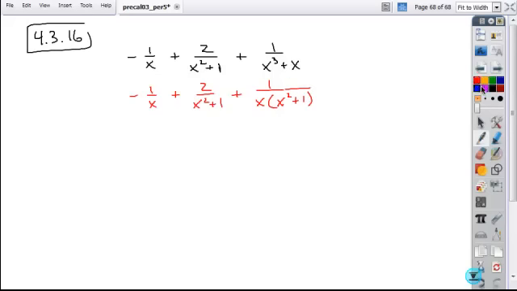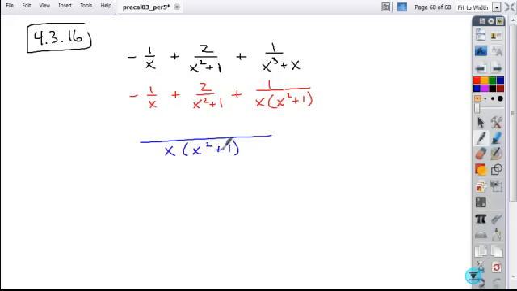Once you establish the factored form of each of your fractions, what we can now do is combine these into one single fraction and find the LCD. So if we look at the first fraction's denominator, we know we have to have an LCD factor of x. In the second fraction's denominator, we need to also have a factor of x squared plus 1. And in our third fraction's denominator, we need an x, which we already have, and an x squared plus 1, again, which we already have. So these two factors will be our LCD.